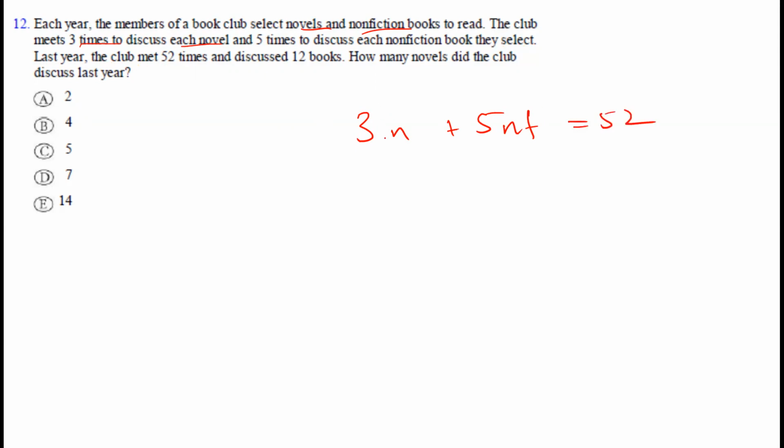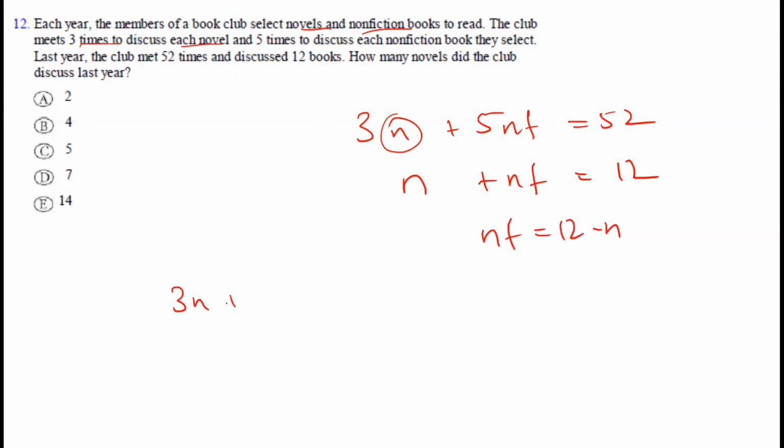So they are meeting 3 times for novels and 5 times for non-fiction. The total number of times they meet is 52. And there are 12 books. So N plus non-fiction books equals 12. How many novels did the club discuss last year? So we need to find out this N. So non-fiction equals 12 minus N.